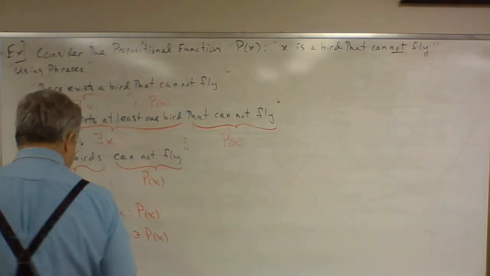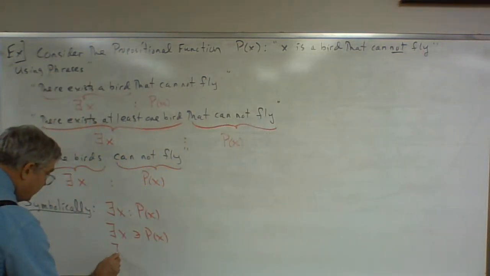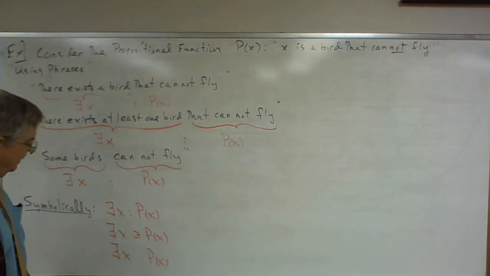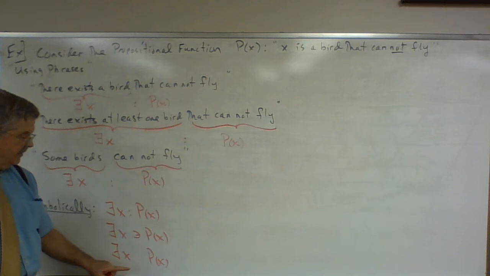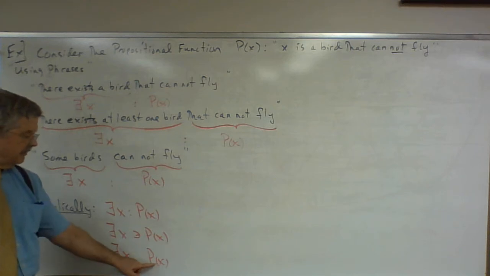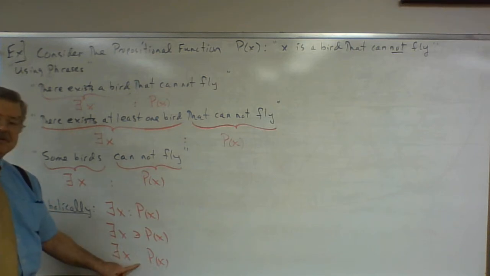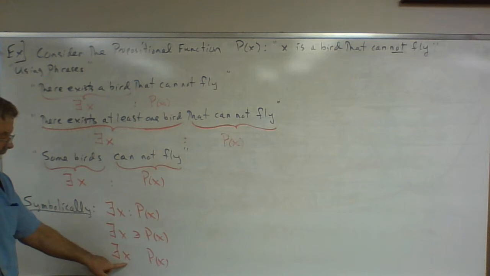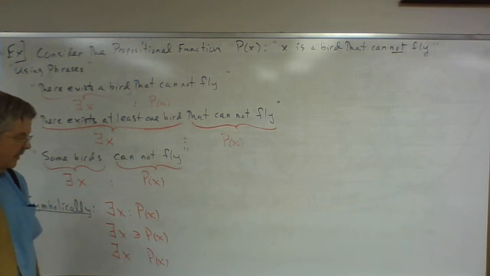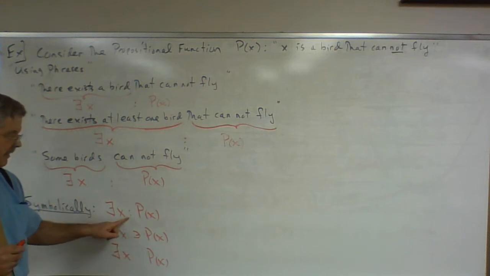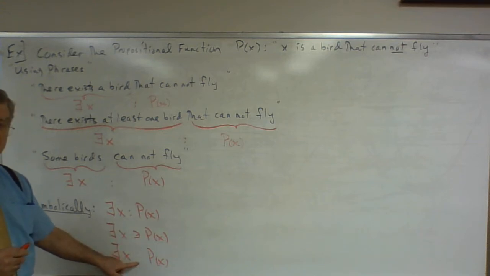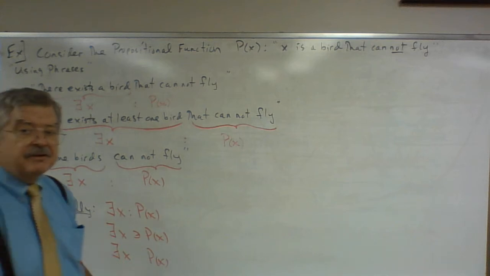In our book, they may write it this way. There exists an x, nothing right here, there exists an x, p of x is true. We have to supply the phrase such that. So if we see something like this in the book with no colon, no backward z, we may have to supply the phrase such that.